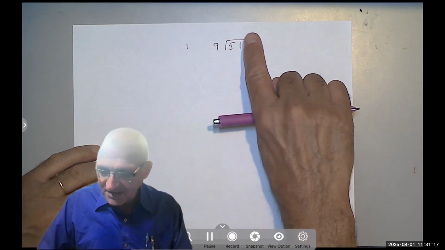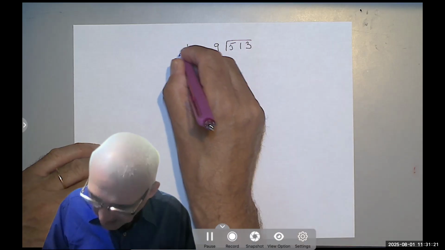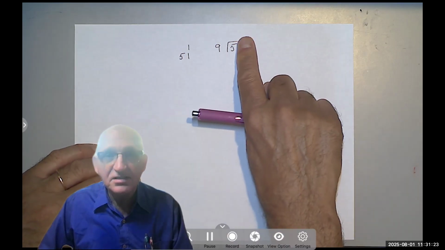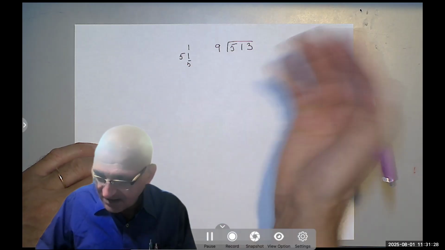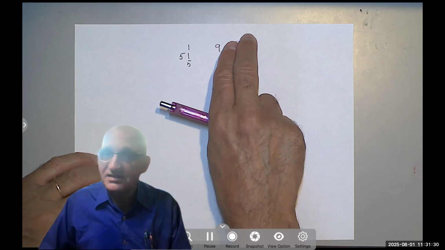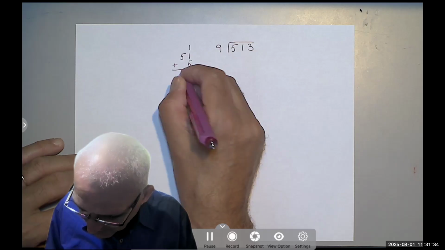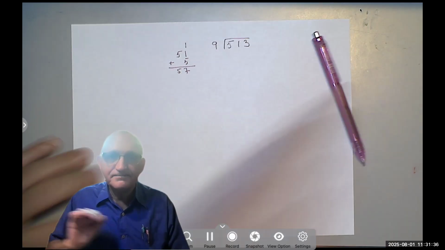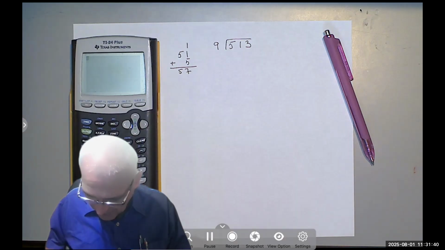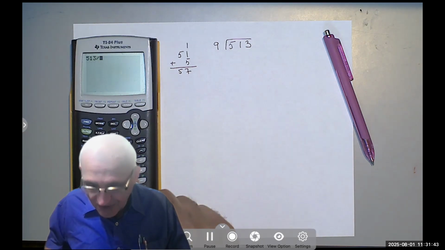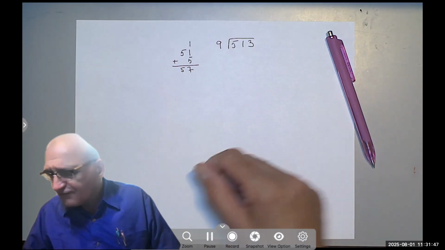Then you hide the ones digit. You get 51, so you write 51. Then you hide the tens digit. You only have a 5, so you write a 5. If you hide the hundreds, there is nothing left, so you know you're done. You add them all up, you get 57, and that's the answer. Let's check quickly. Never take my word for it. You always have to check. Okay, 57.